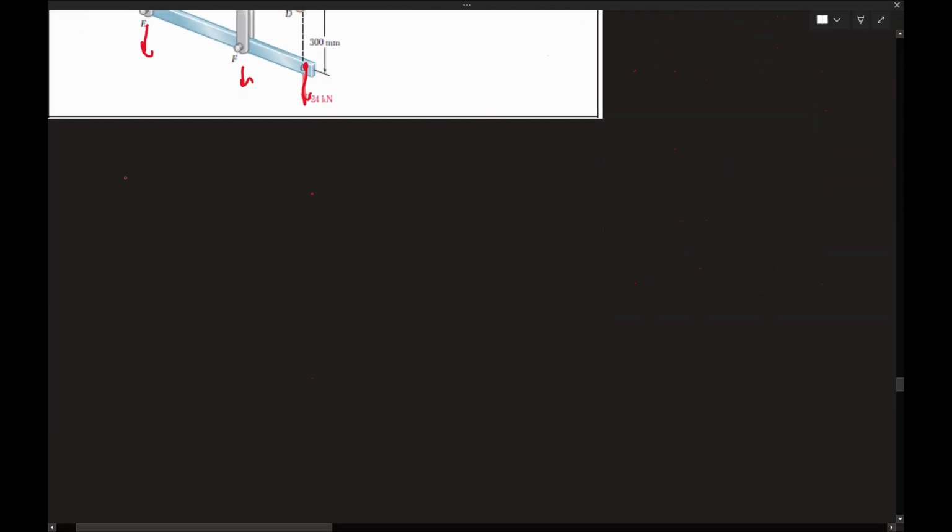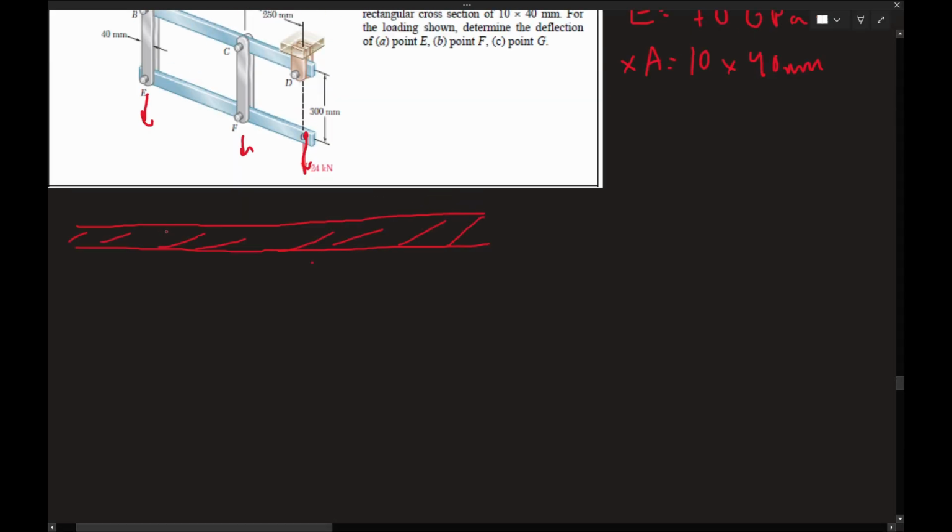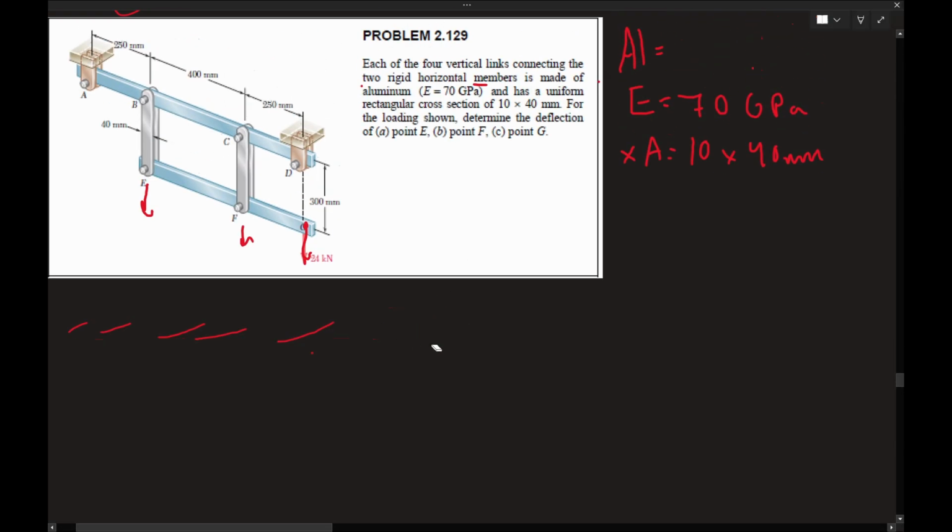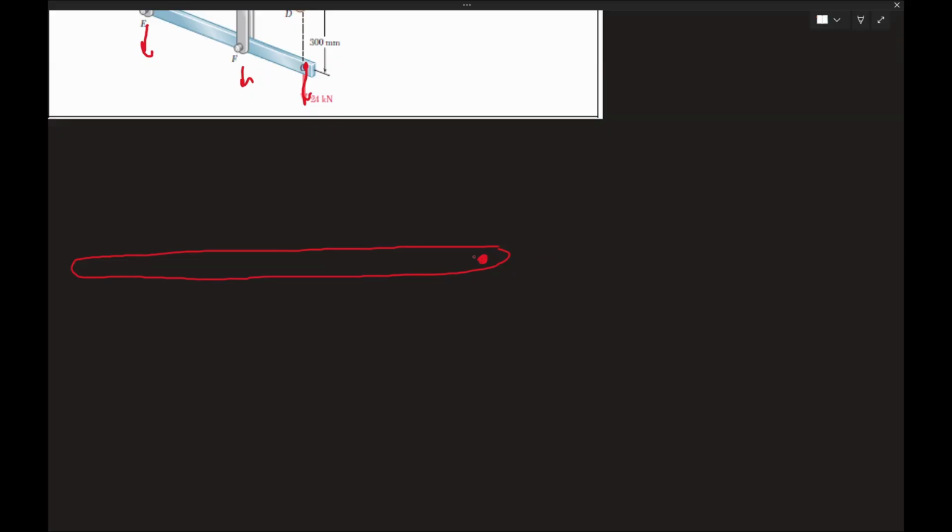So we've got a bar that does not move, and then it is connected. We don't even need to draw the bar, that's a simplification. We can just ignore all of that. In fact, we can just say this is the bar that does not move, and it has points E, F, G.